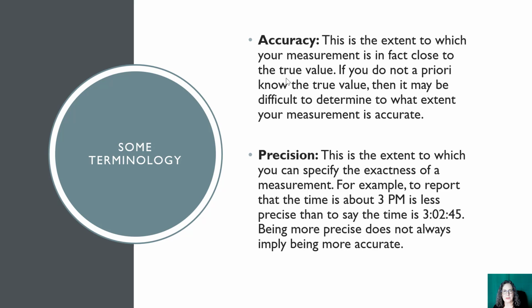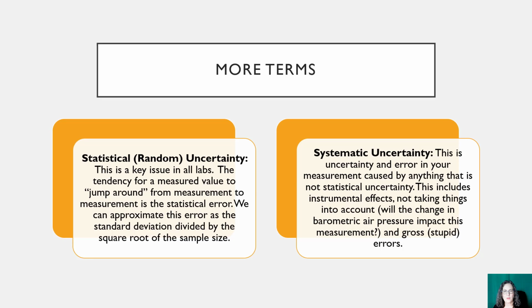But accuracy and precision, I think, are terms that usually at this stage most students are fairly comfortable with. Now we have two other ways of talking about things, and this is about uncertainty. So we have two different types of uncertainty. One is the random error or statistical uncertainty, and then there's systematic error or systematic uncertainty.